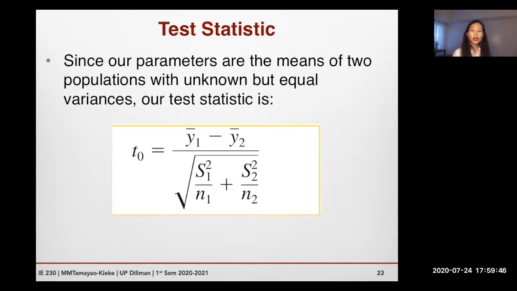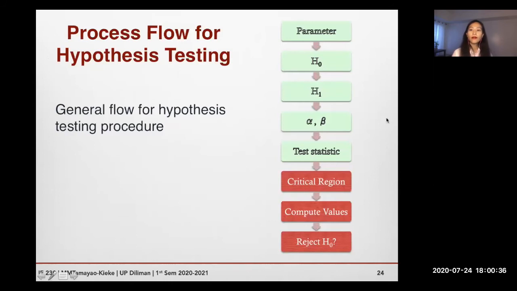For the other cases that I mentioned earlier, in the tree of different hypothesis tests that you can do, the test statistic would vary. And you can find these test statistics, as well as the explanation as to how they were derived, in Applied Probability and Statistics by Montgomery. Okay, so we're done with the first 5 steps.